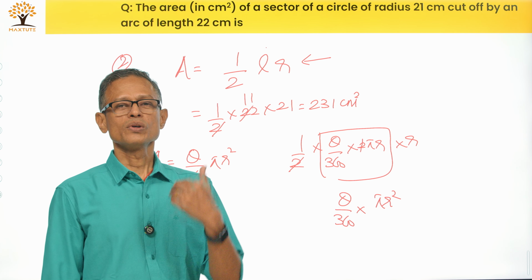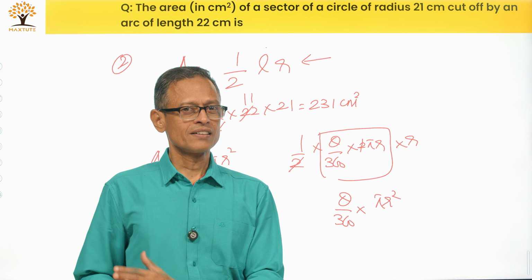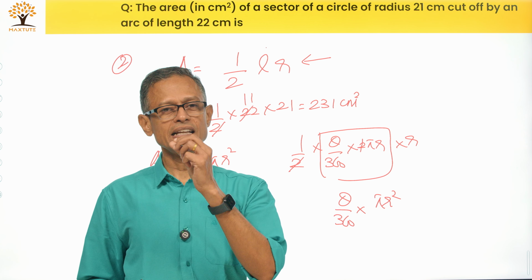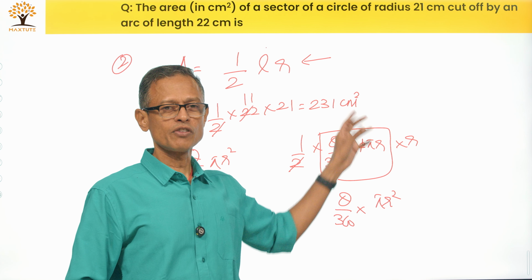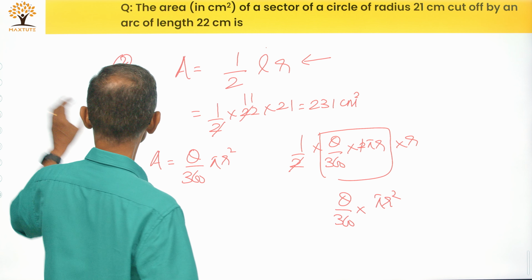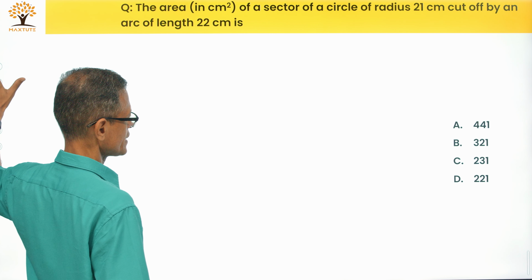So an alternative way to arrive at the answer is area of the sector is half into length of the arc times radius. If you know that formula, it takes just 15 seconds to arrive at the answer. 231 centimeter square is choice C.